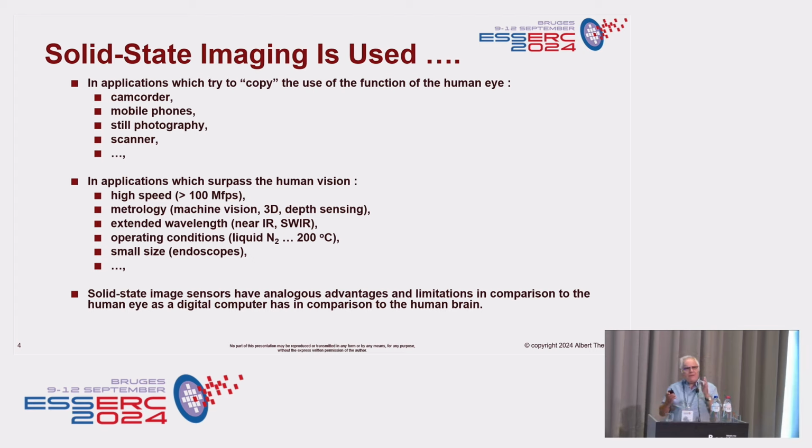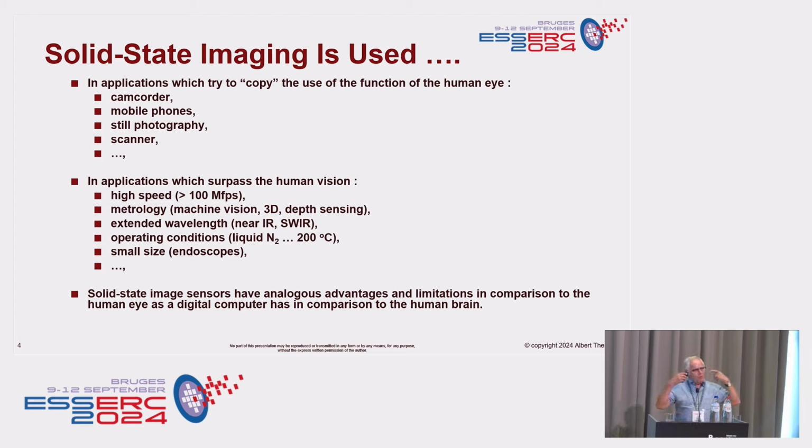You can make a very nice analogy between a solid-state image sensor and the human visual system, in the same way as you make an analogy between a digital computer and the human brain. There are a lot of things that we can do much, much faster with a digital computer compared to the human brain. But if you look at imaging, we can still learn from biology. For instance, the power consumption of the human visual system is extremely low compared to what we do in a mobile phone with our camera.